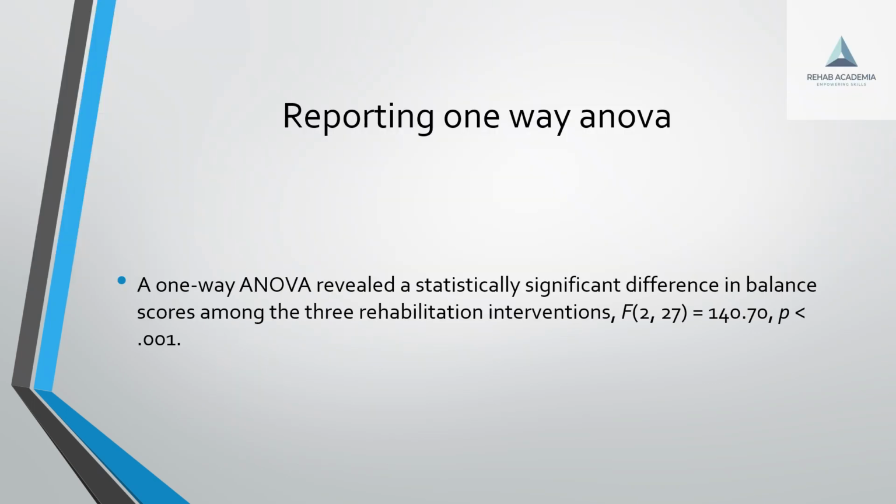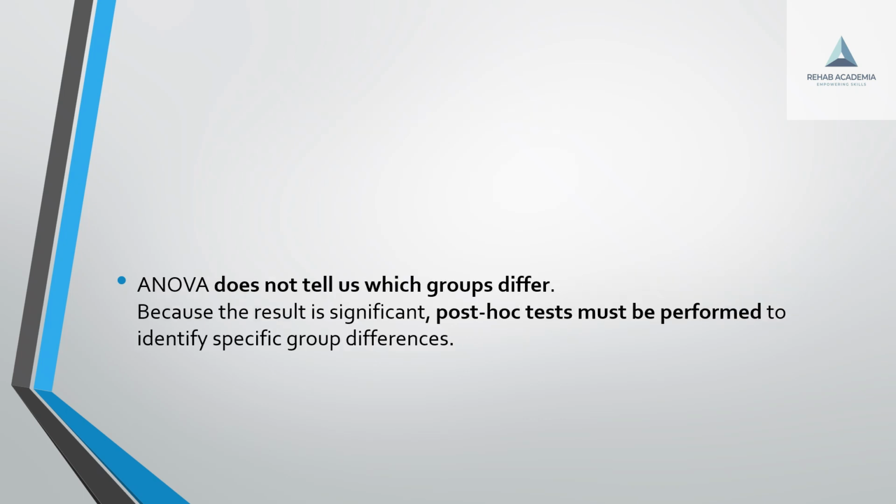Now coming to the reporting of one-way ANOVA, we can write: a one-way ANOVA revealed a statistically significant difference in balance scores among three rehabilitation interventions, with F degrees of freedom 2, 27, and the value. Okay, so ANOVA does not tell us which groups differ. Because the result is significant, a post hoc test must be performed to identify specific group differences.